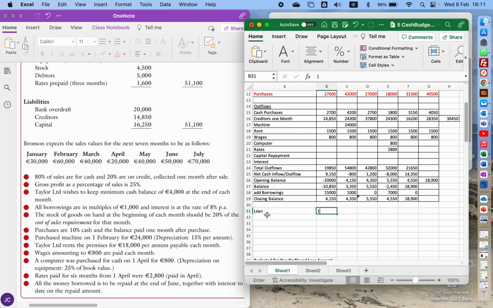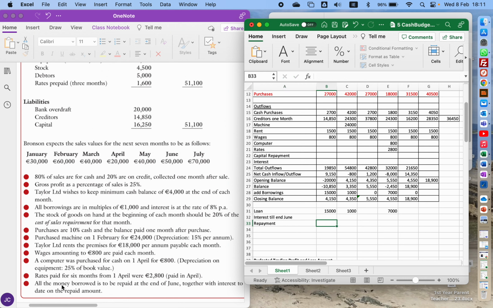So we've got a loan here of 15 grand for the first month. The next month we have 1 grand, and then we have a loan of 7 grand. And I need to work out my interest in repaying the full amount of the loan. So I'm going to add my interest up to the end of June. And then I'll have my full repayment.